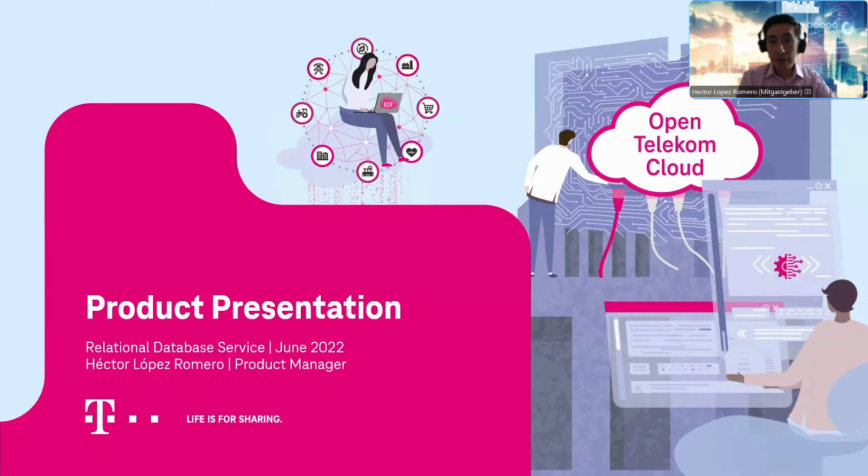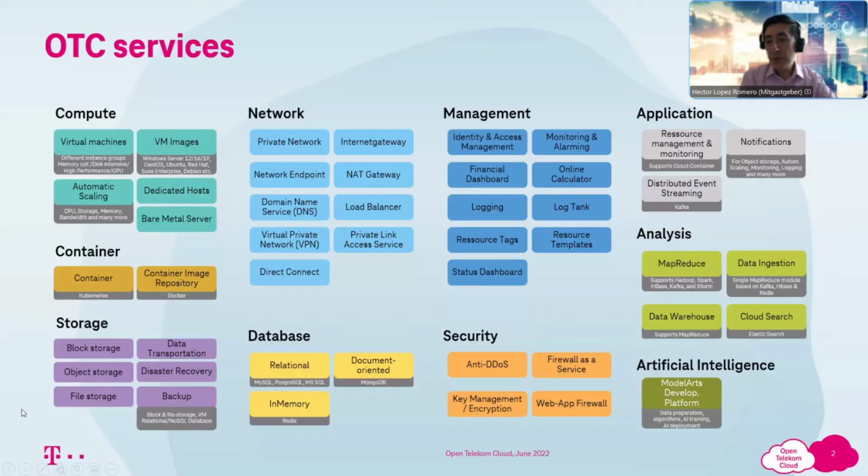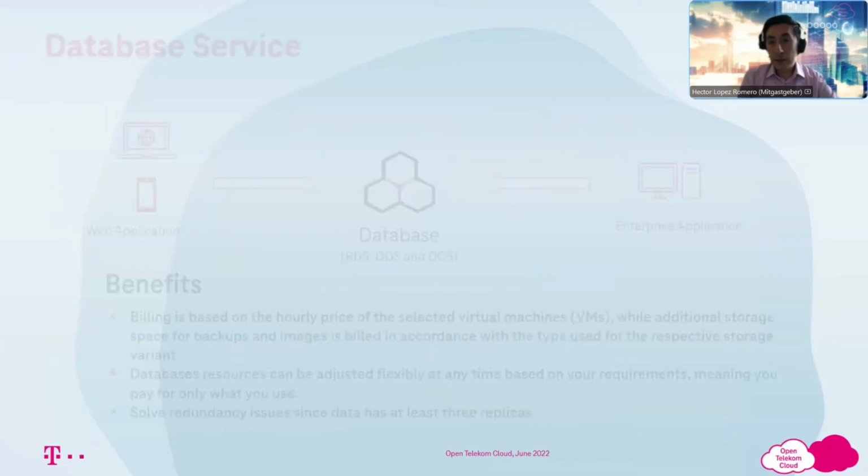But now let's start. When you get an overview of our OTC services, then we have the database. In this case, we're talking about the relational database, document database, and in-memory, so the CS service. So for today, it's just these three. And then let's start taking a look.